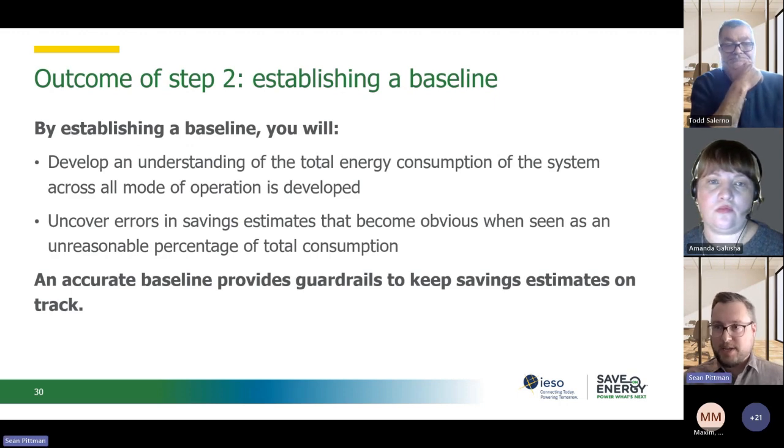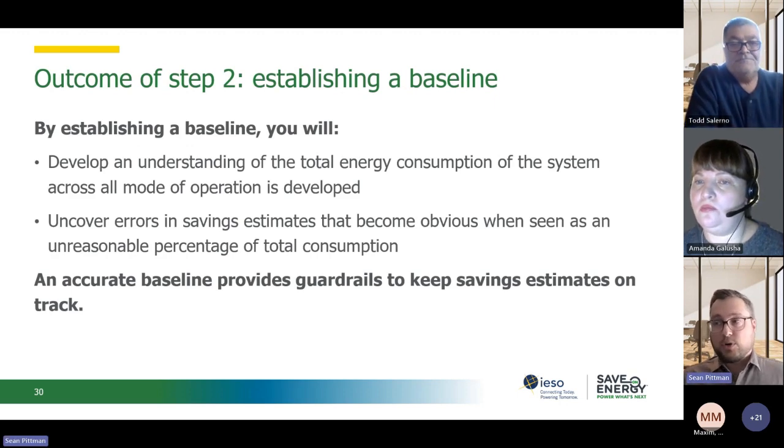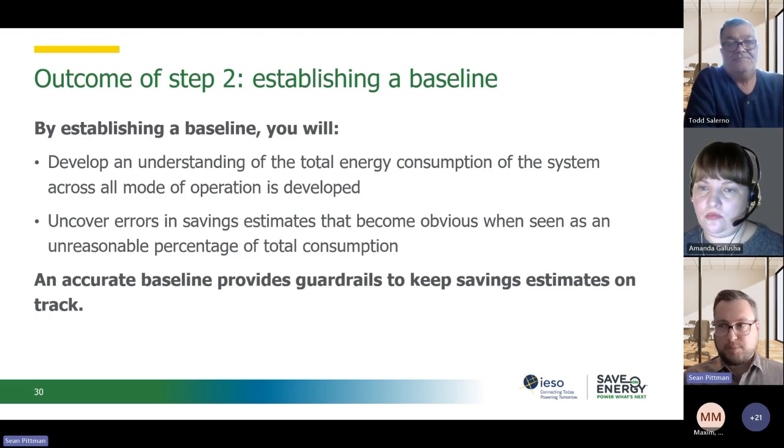So by establishing a baseline, you get an understanding of the total energy consumption of the system across all modes of operation. And this uncovers errors in our savings estimates because they'll become obvious when seen as an unreasonable percentage of the total consumption. So it's providing those guardrails to keep savings estimates on track. If you go straight to your savings estimate, you say, this is how many megawatt hours I'm going to save, but you don't have an understanding of what the baseline is, you don't really know what percentage of your baseline you are looking at. Are you estimating a 90% savings? Are you estimating a 5% savings? Are those reasonable?